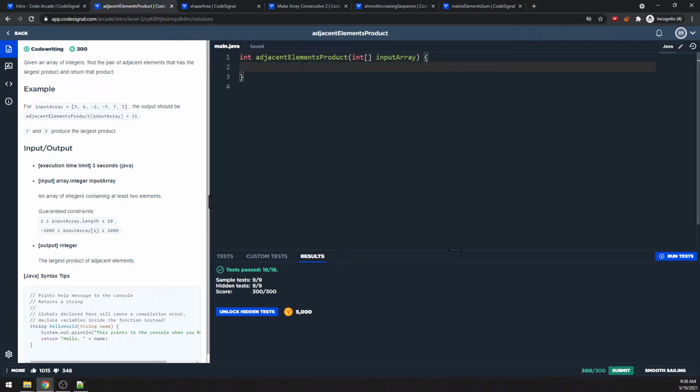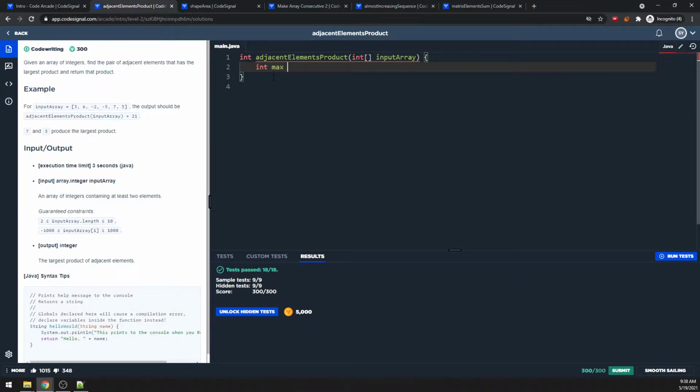So, adjacent element product. You are given an array and need to find the maximum of the product with a neighbor. In this example, 3, 6, negative 2, negative 5, 7, 3, the adjacent products are 18, negative 12, 10, negative 35, and 21. So I just take the left element and multiply it by its neighbor, and then you get the answer.